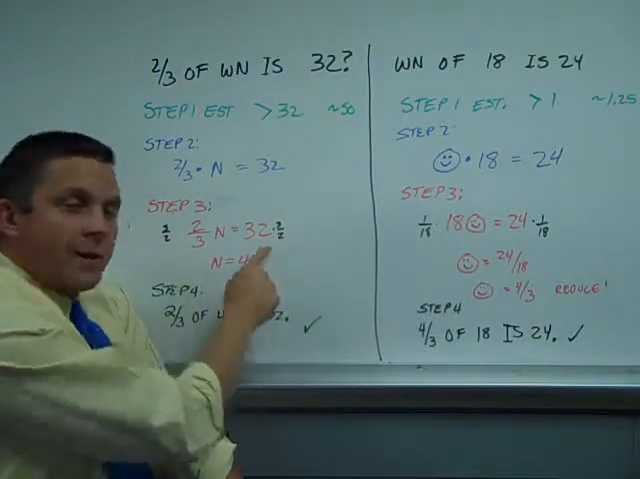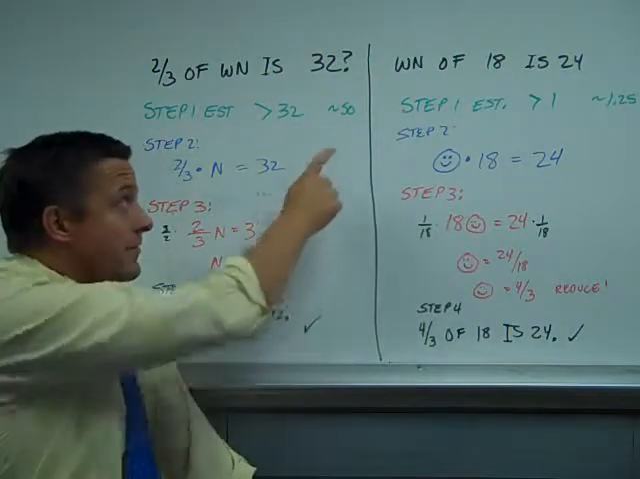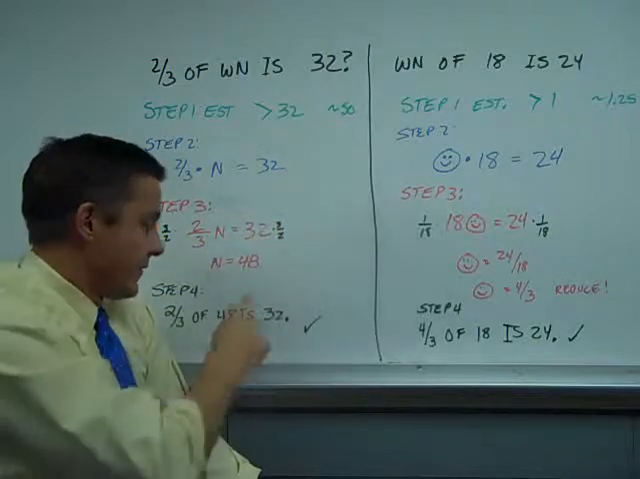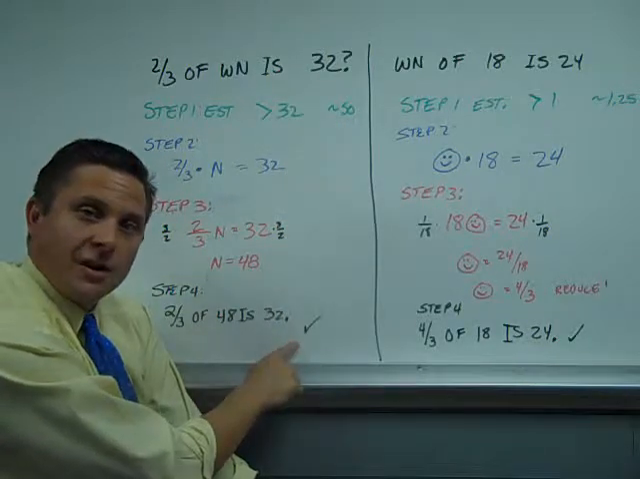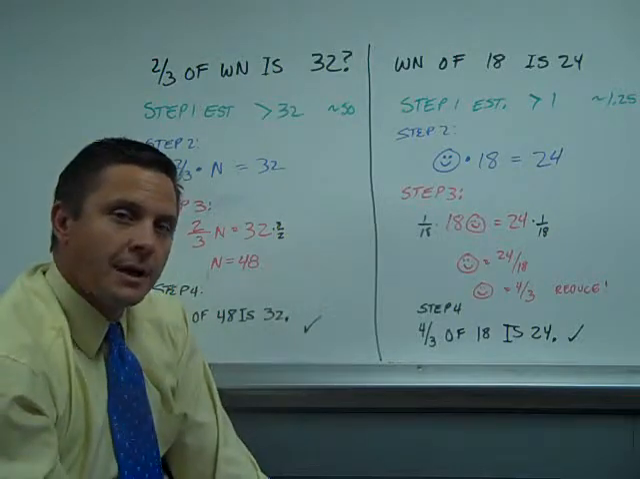We multiply both sides by the reciprocal or the multiplicative inverse, 3/2. I get n is 48. Feeling pretty good because it's close to my estimate. I check it back in the expression and the equation. I just wrote the expression on the board, and that checks out.